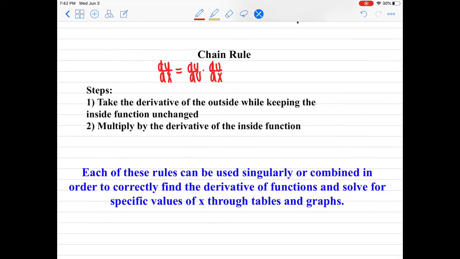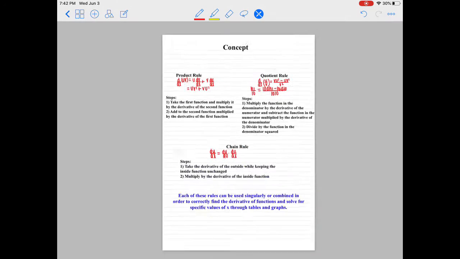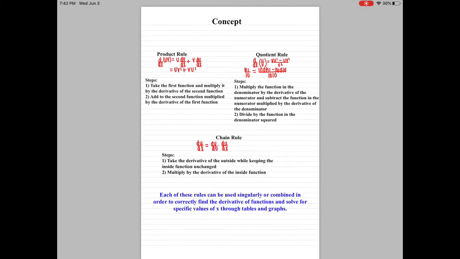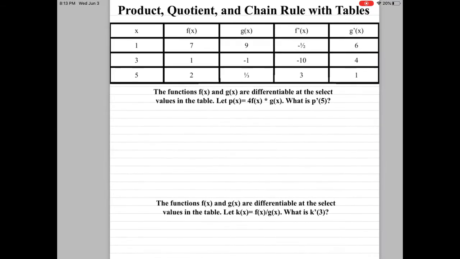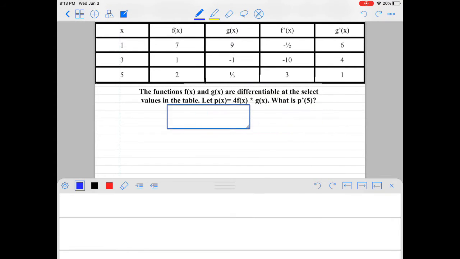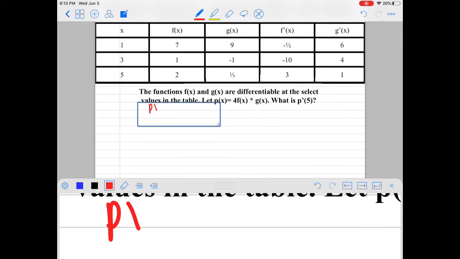Each of these rules can be used singularly or combined in order to find the derivative of the functions and solve for specific values of x through tables and graphs. In tables, the values are given, and in graphs, the lines are plotted. So first we're going to look at table problems, and this first example here utilizes the product rule.